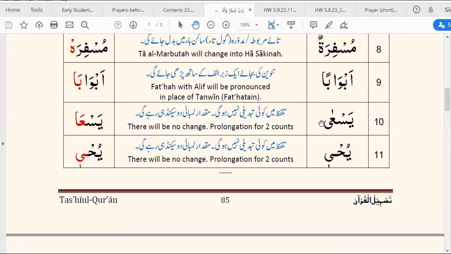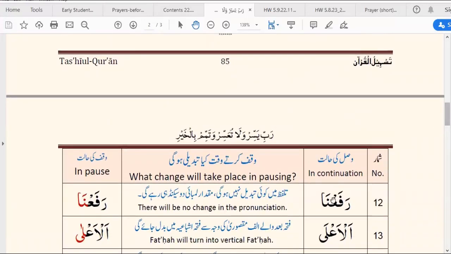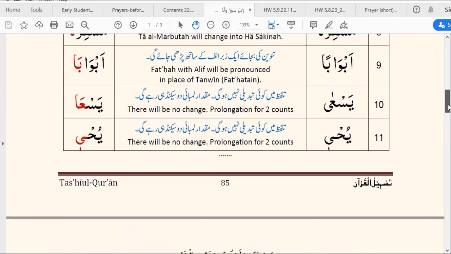So you have yas'a, yuhyi, and here, رفعنا. Do you notice at the end they're all ending in 2-second rules? You're prolonging for 2 seconds, and they're each letters of madda. It's the alif, and it's 2 seconds.